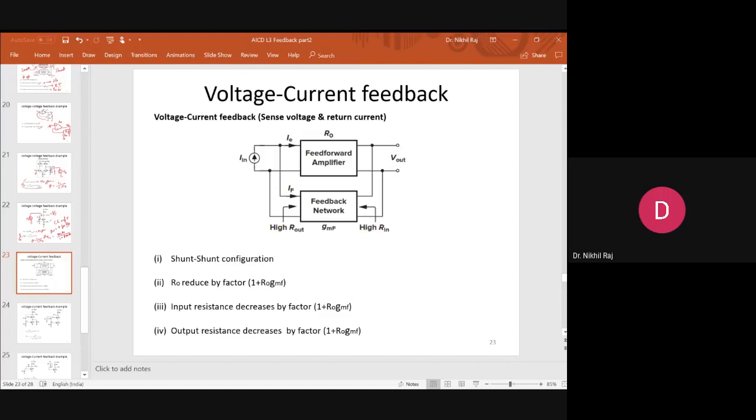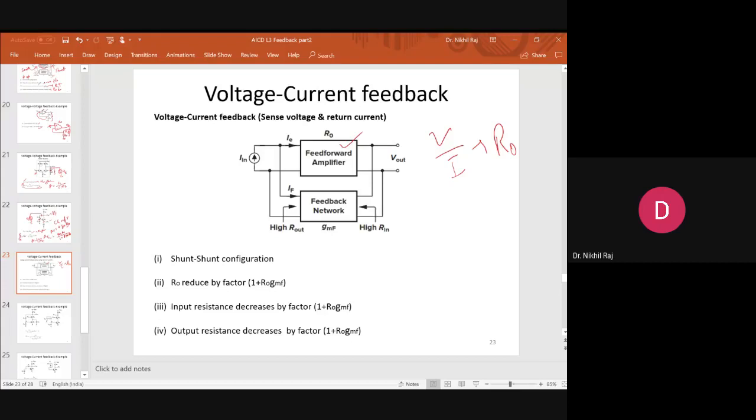Okay. Now the second type of configuration is the voltage current configuration, voltage current feedback. Voltage current feedback is nothing but your trans impedance amplifier. It is talking about your R0. So your feed forward amplifier unit will be your R0, so your amplifier gain will be denoted by the R0 value.